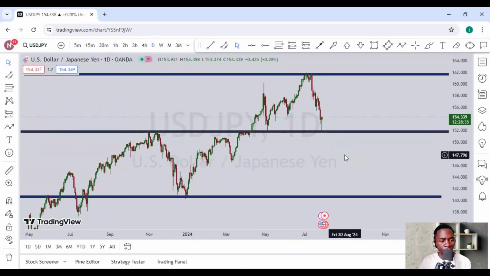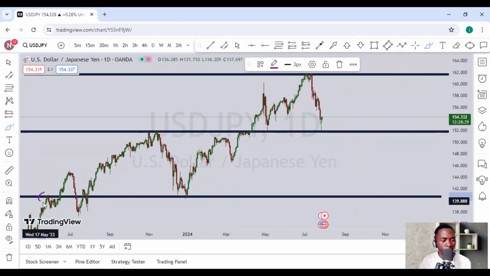First of all, I draw my level. So you can see the market has respected this level here, here, and here. Around here, this is my important level. The market has respected here twice. The market respected here, then broke, then retested. So these two are resistance.